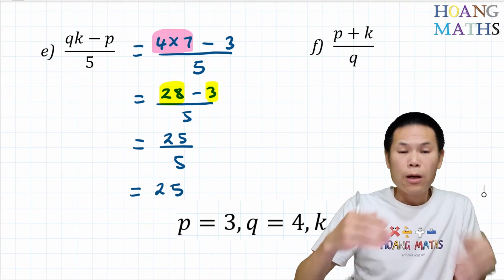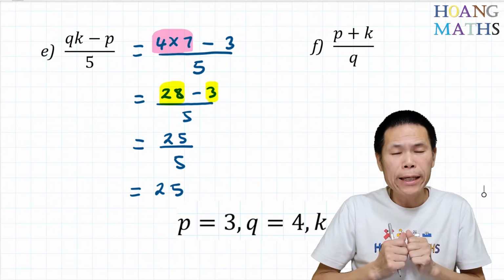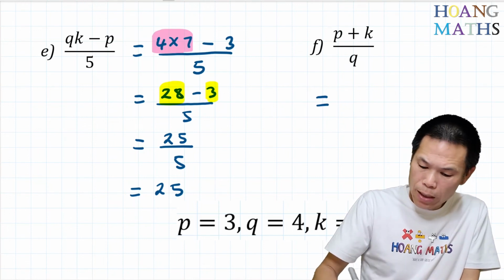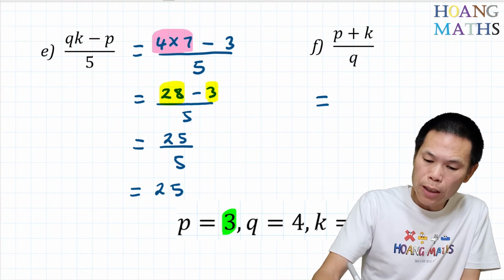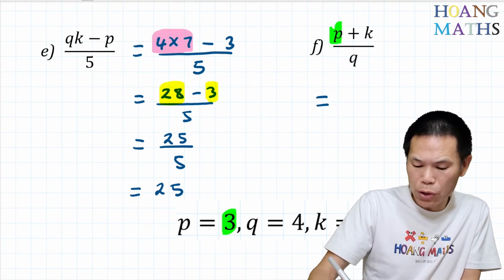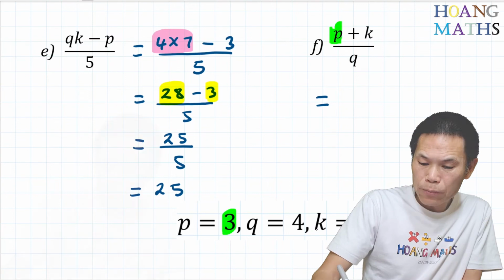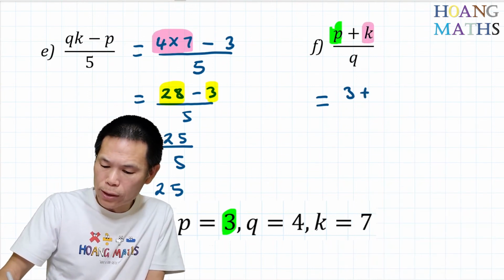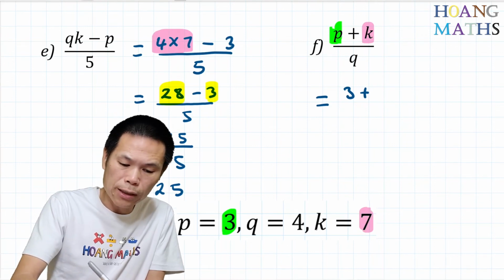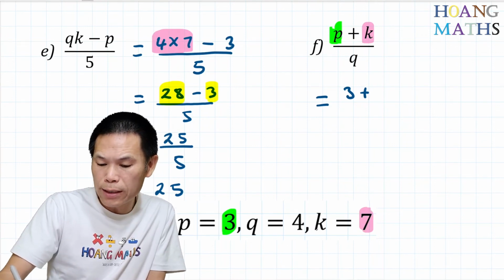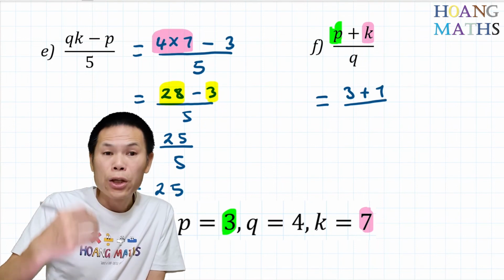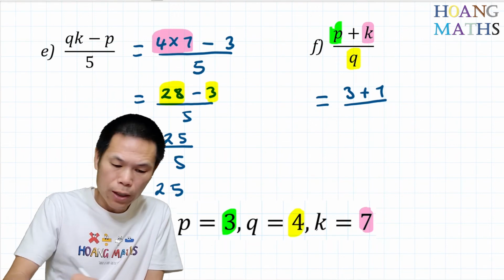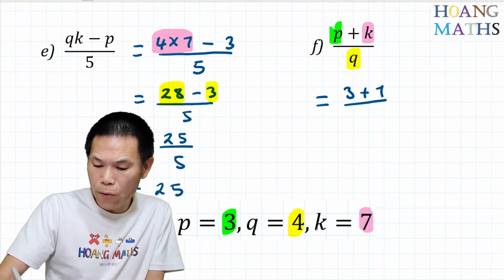Last one, P plus K over Q. So we know that P is 3. So we replace, or we substitute, P with 3. And we add K. So K here is equal to 7. So we just replace or substitute K with 7. And then that over Q. And we know that Q is equal to 4. So we just divide by 4.